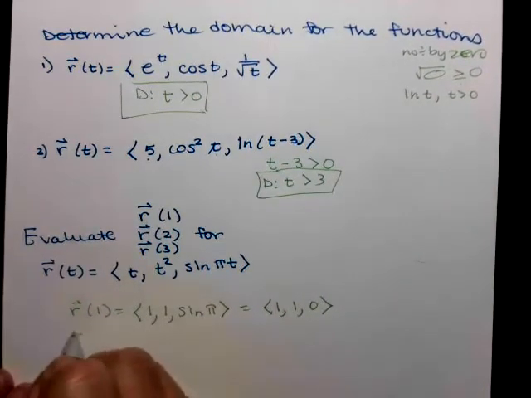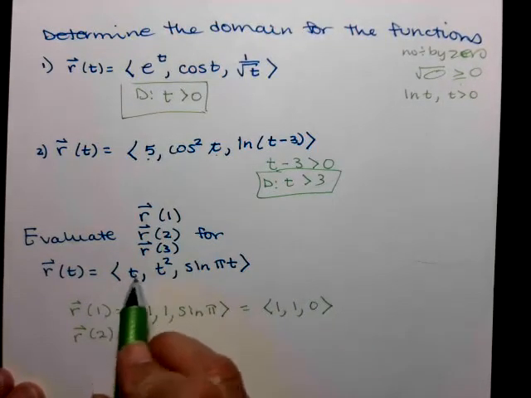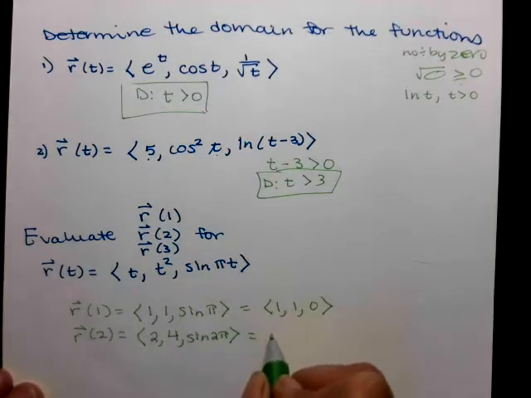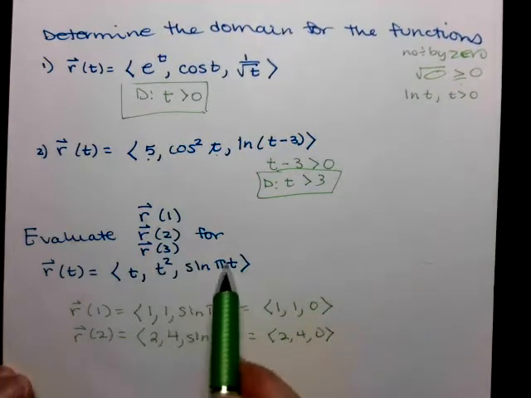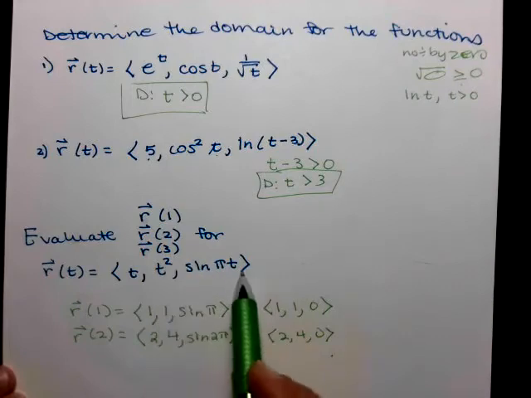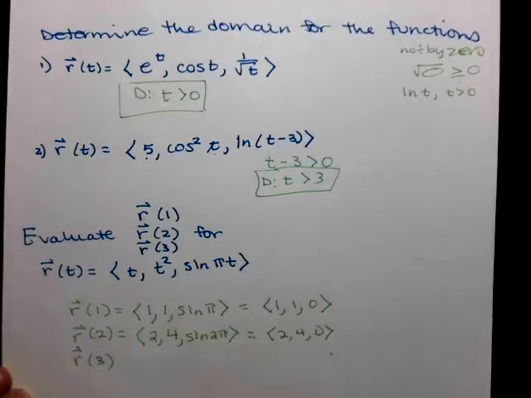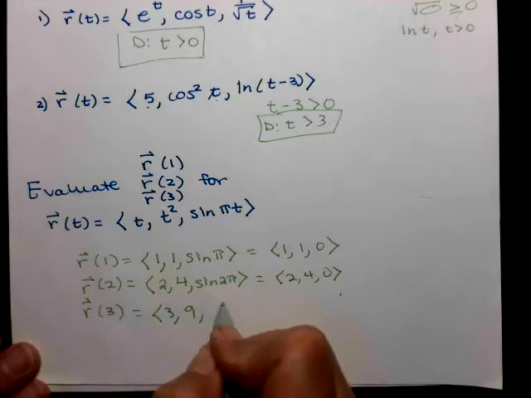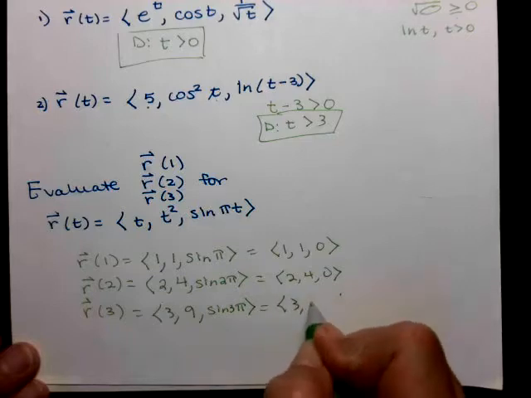Okay. r of 2. I get 2, 2 squared, 4, and the sine of 2 pi. Oh, sine of 2 pi, that's 0 as well. So 2, 4, 0. Not all of your z values are going to be 0. It's just that I'm going in integer pi's, so those will all be 0. That's okay. So r at 3: 3, 3 squared, and then the sine of 3 pi, which is, again, 0.